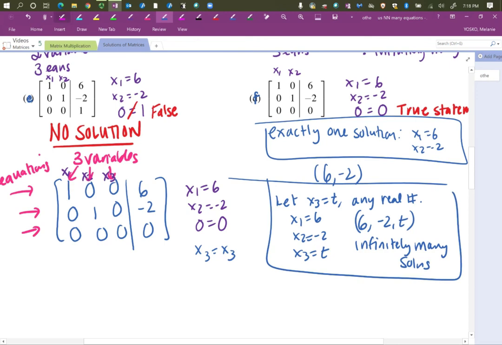So let's look carefully. These look very similar. When I pulled them out of the matrix, they looked exactly the same. The difference was I had an additional column here. So that column represented a variable, and I have to take that into account.